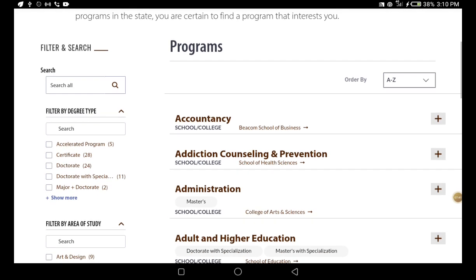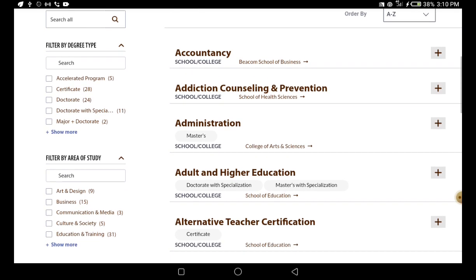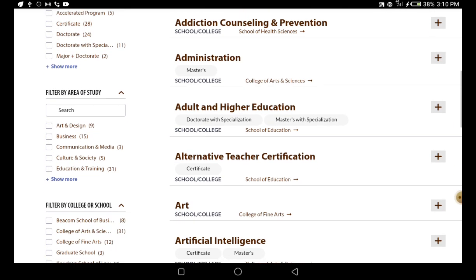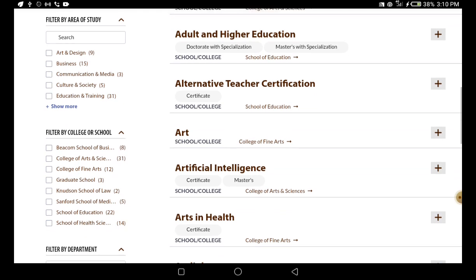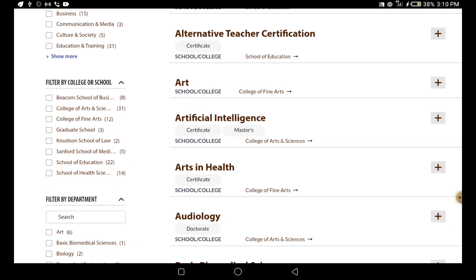Okay, so under the list of graduate programs, if you scroll down here, you are going to see that they have a lot of graduate programs ranging from accounting, addiction counseling and prevention, administration, adult and higher education, alternative teacher certification. Okay, so some of them are certificate programs, some of them are masters, and some of them are doctoral. So whether doctoral or masters, they are all under the graduate, so you need to understand that. If you want to know, you're going to see it here.